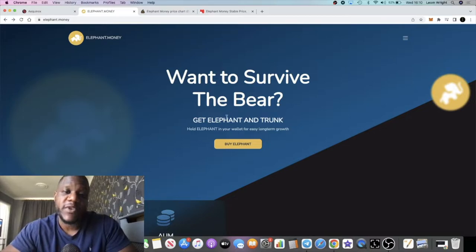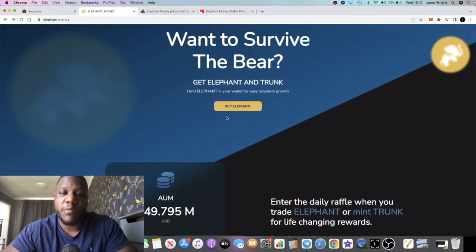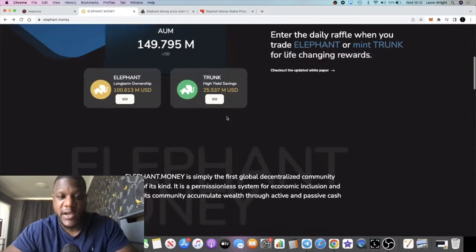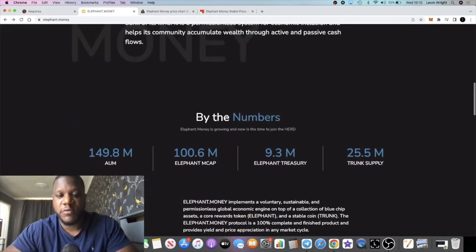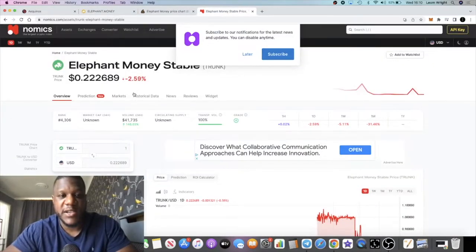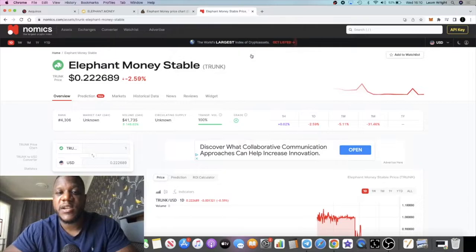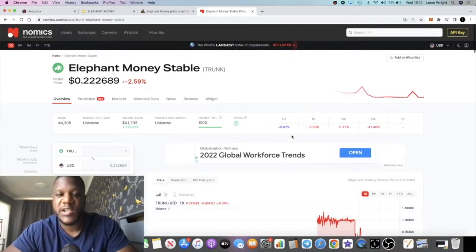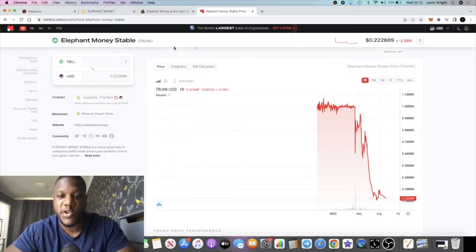This is actually an algorithmic stablecoin protocol. Around the time some of this was happening, you had the issues with Luna. If you know the story of Luna, it gave algorithmically backed stablecoins a bad name. But the Trunk token is the second token in the Elephant Money ecosystem, which is the algorithmic stablecoin, and that's meant to be pegged to a dollar. Right now, it's all the way down to 22 cents, so it could be a good opportunity to buy this.